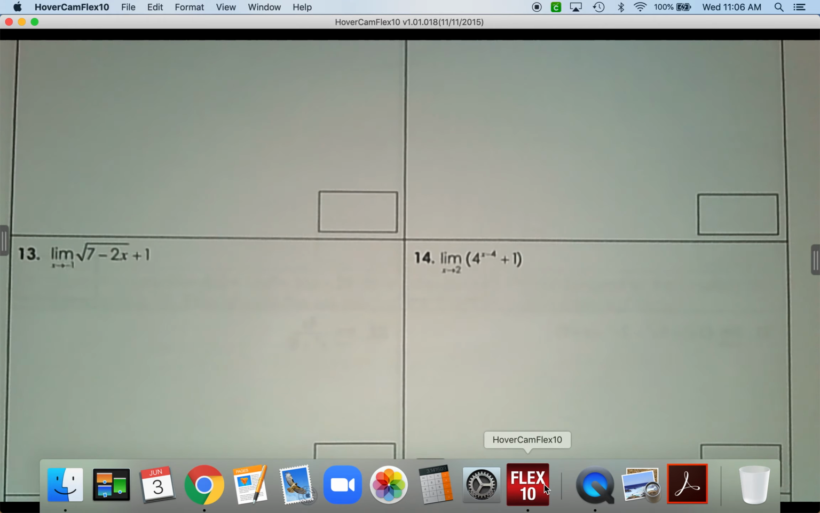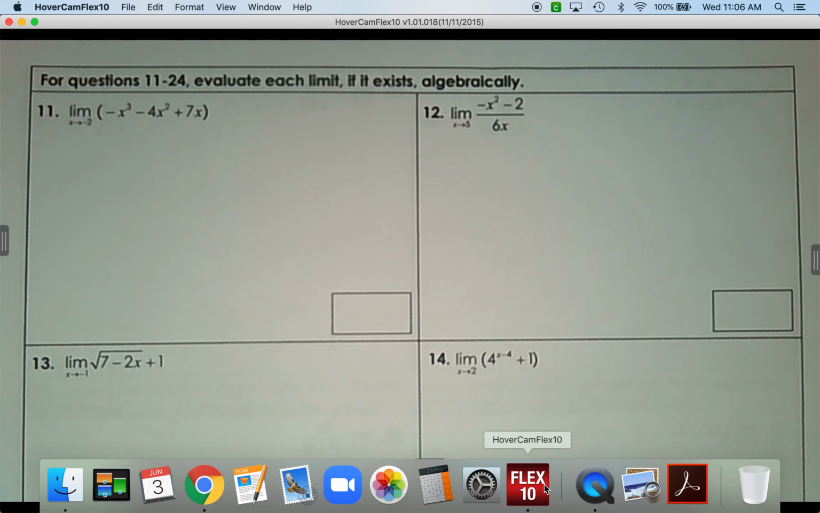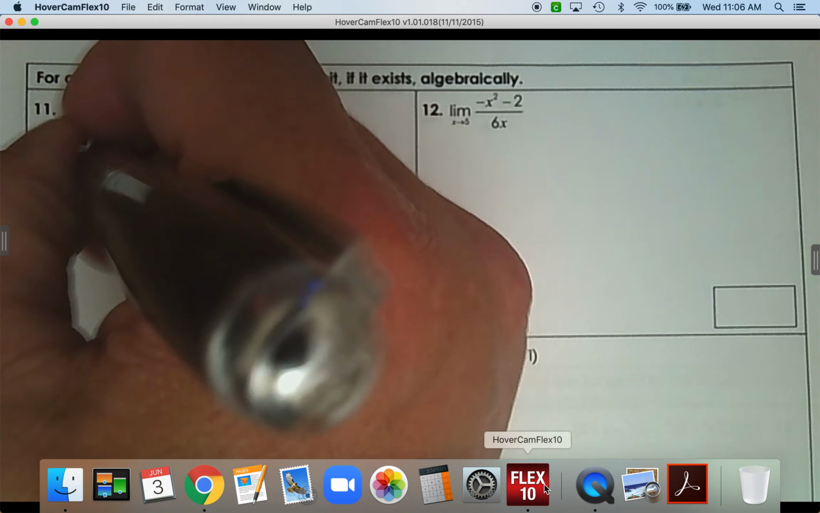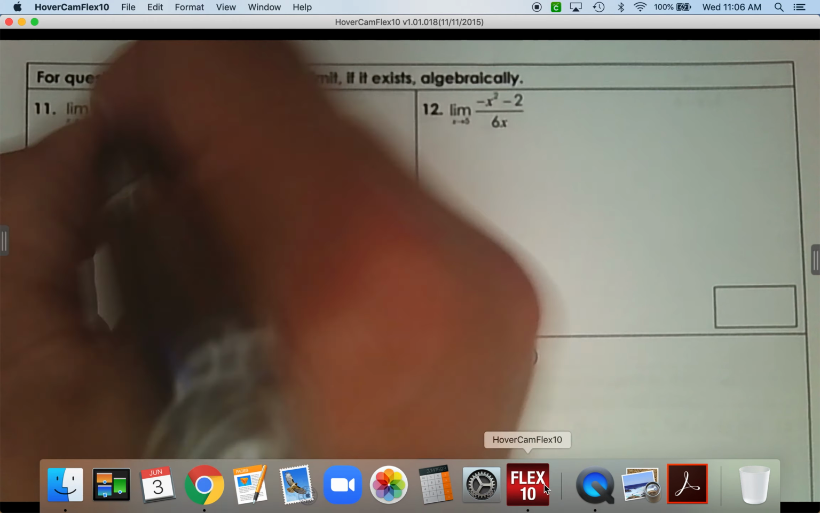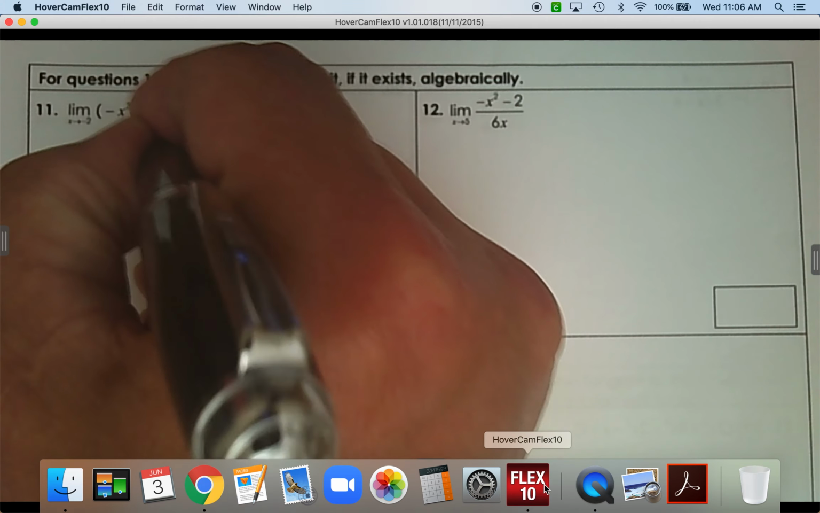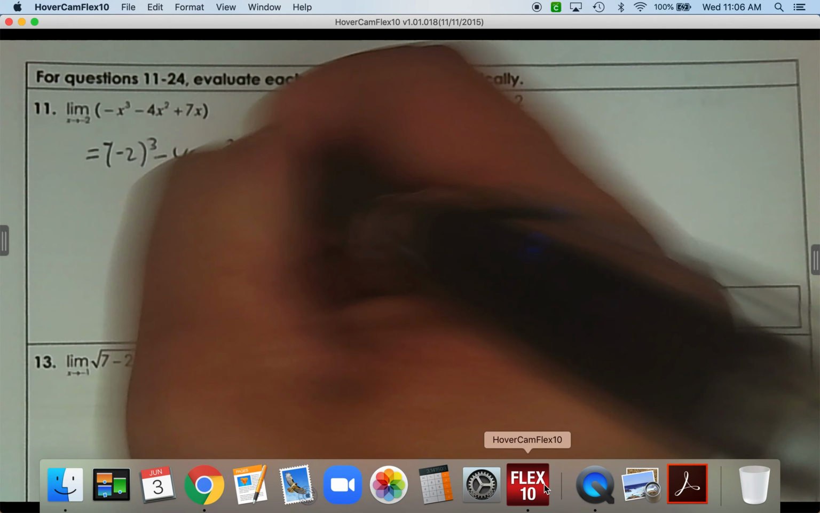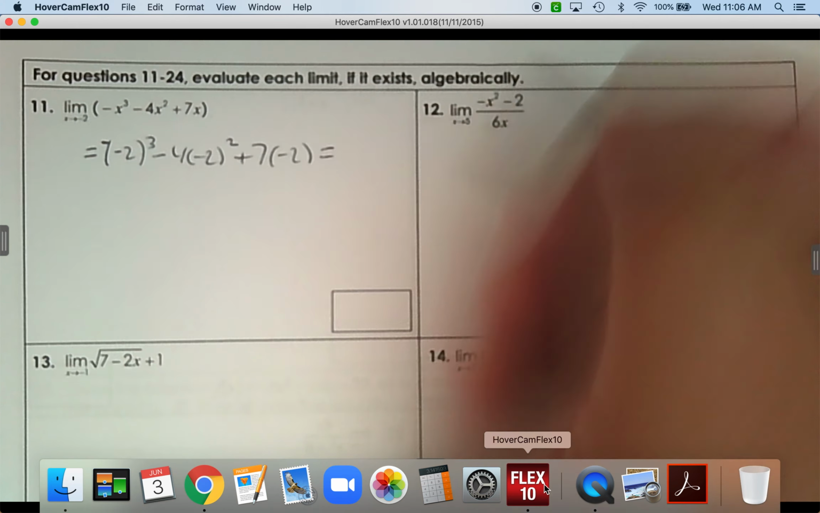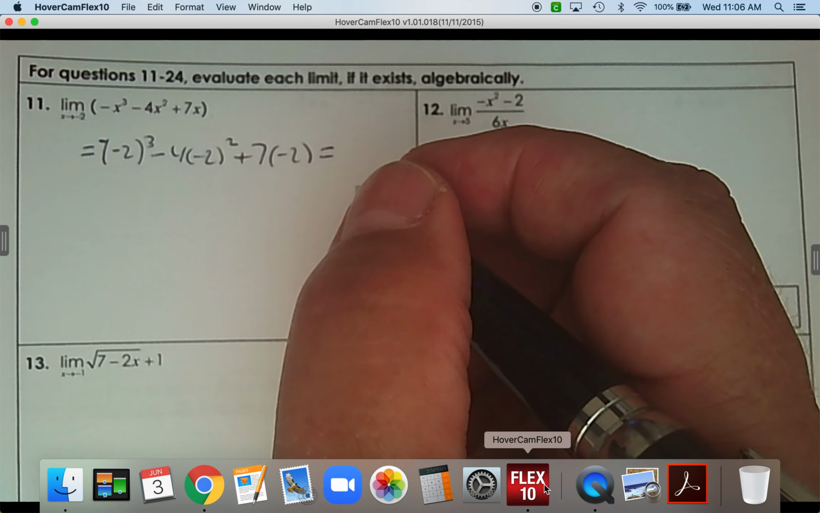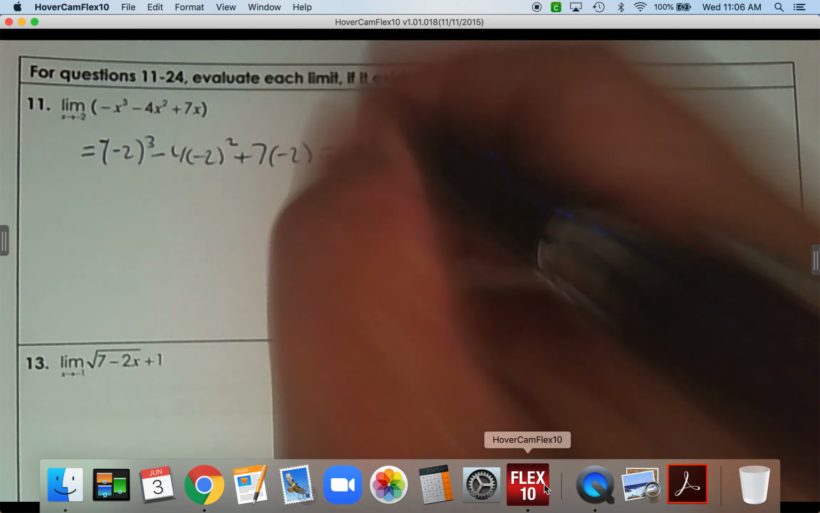Number 11. So for these, evaluate it algebraically. So it's not going to be off a Desmos or a graph or anything like that. This involves substitution, factoring. This involves the conjugate to be able to evaluate the limit. So I know this is a polynomial. So all I have to do is substitute in to get the answer. So that's negative 2 cubed, subtract 4, negative 2 squared, plus 7, negative 2. Use your calculator correctly. And the answer is negative 22.